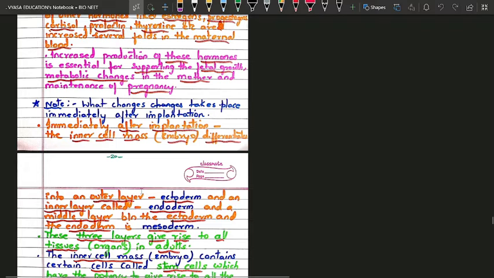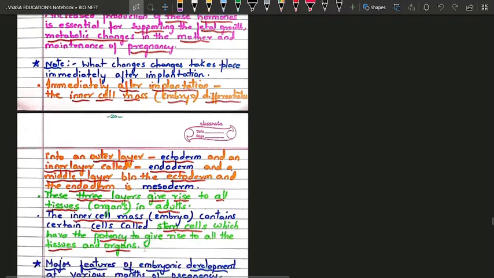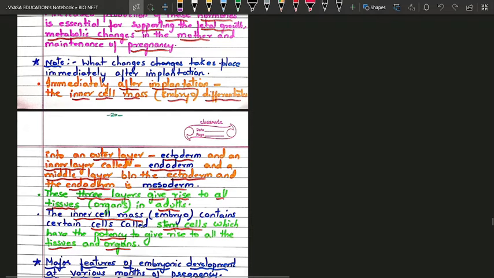So the inner cell mass, that is the embryo, differentiates into an outer layer, middle layer and an inner layer. Outer layer is called the ectoderm, inner layer is called the endoderm, and the layer between the ectoderm and endoderm is the mesoderm. So what are these layers? These are the layers of the inner cell mass, that is the embryo.